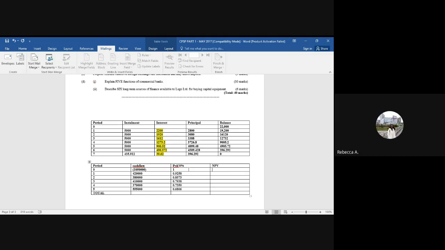Now, to get NPV, we multiply cash flow against PVIF. For example, for year 0, I will give you the answer. It's 1,050,000 times 1, and it's negative. So that means we will still get negative 1,050,000. So I've done period 0. For period 1, it's 420,000 times 0.9258.